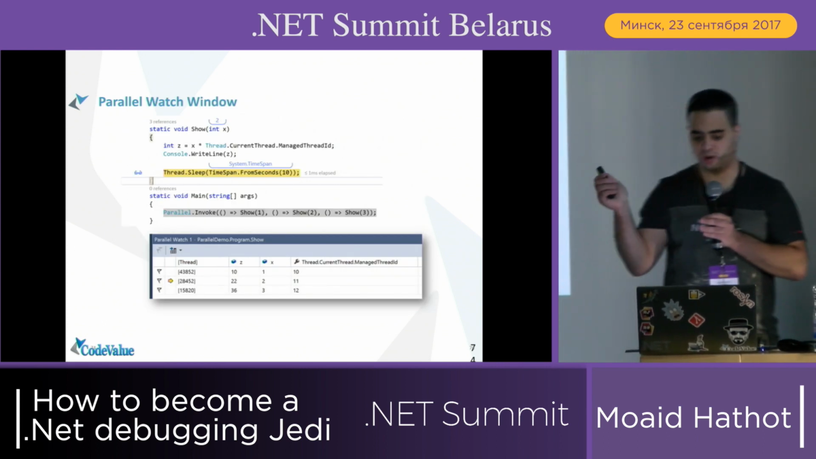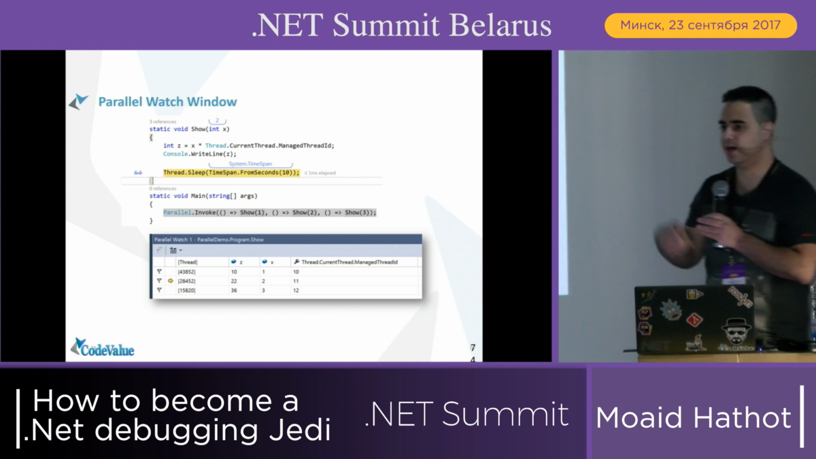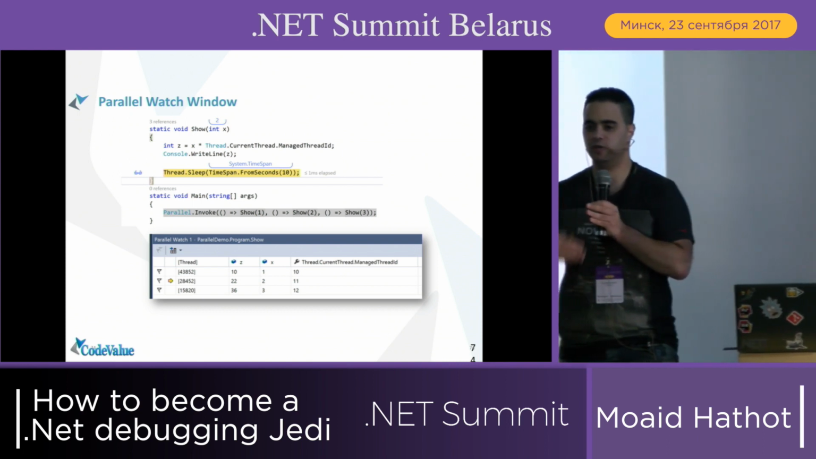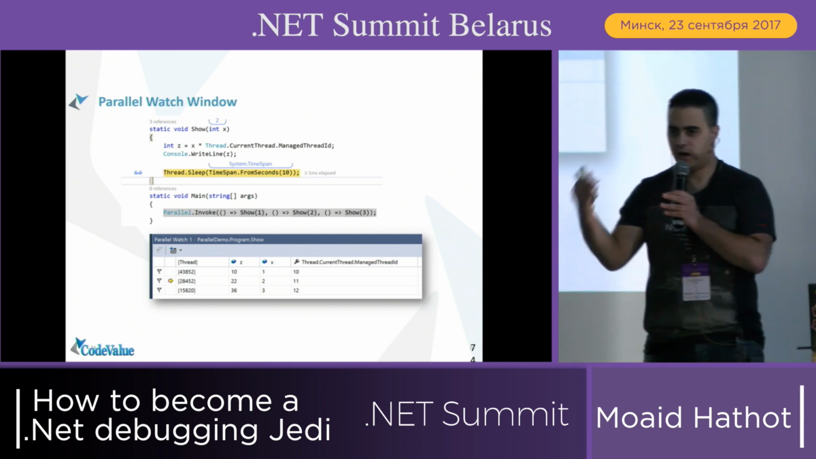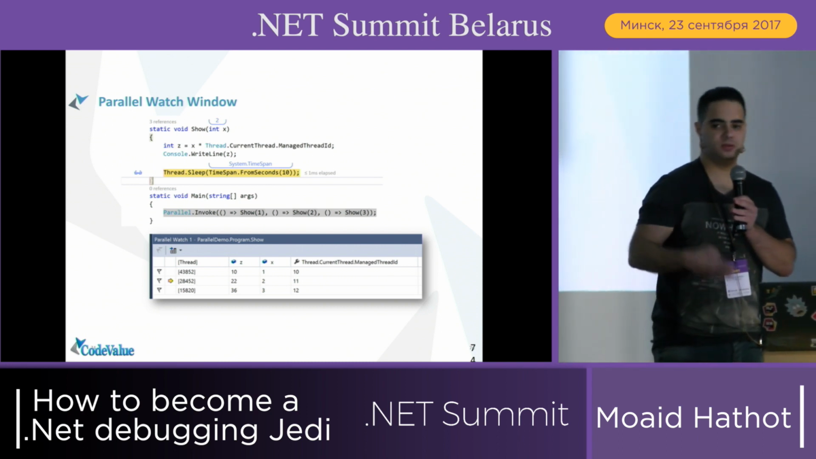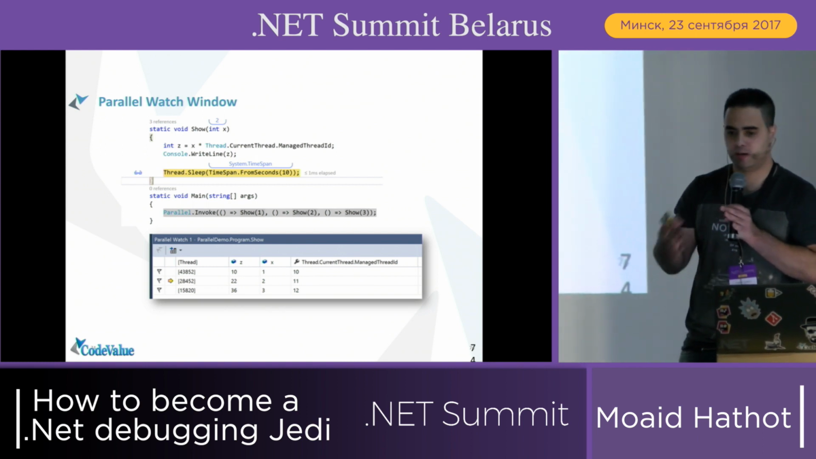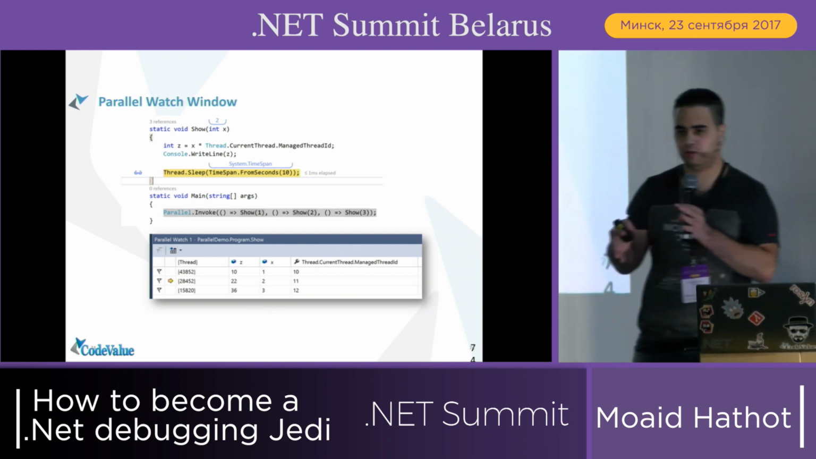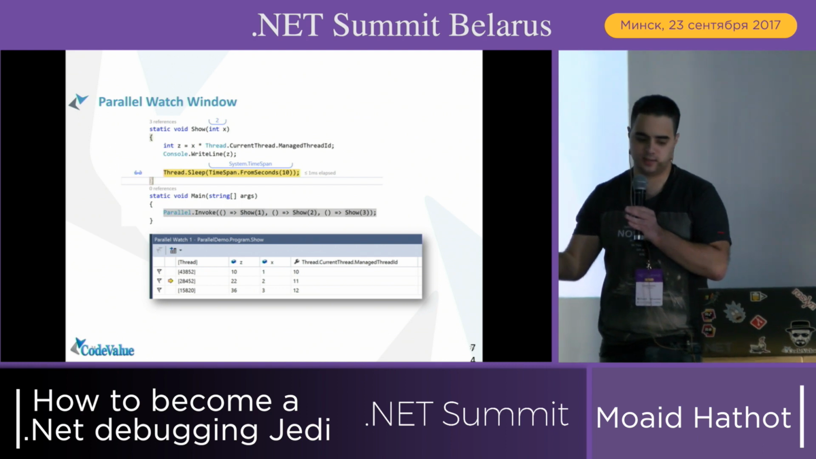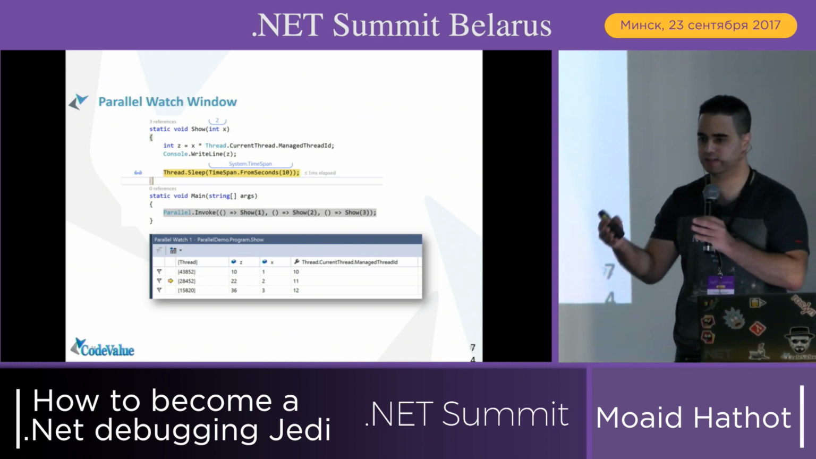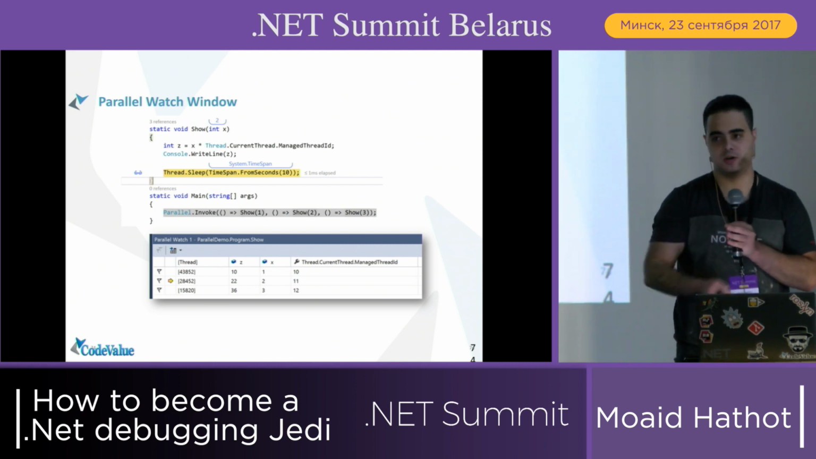We also have the parallel watch window, which we can use if we have a method with arguments or with variables, and we have multiple threads running this method. We can view all of the variables for all of the threads at once, which can give us better context. And what's cool is that it can also work in recursion.